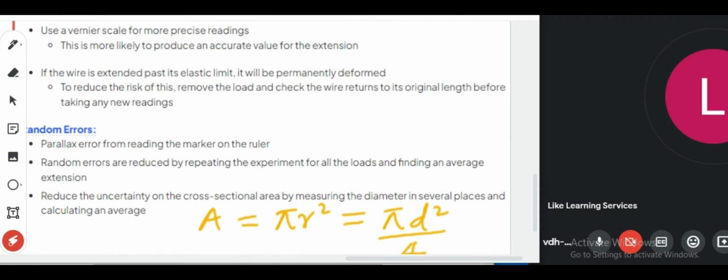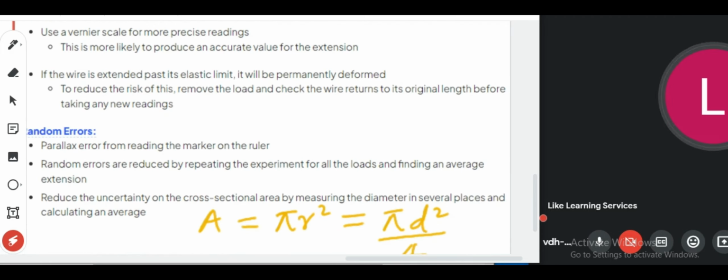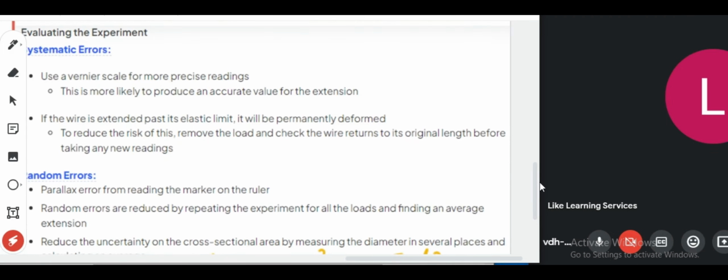We've looked at the systematic errors. To reduce it, we use a vernier caliper for more precise readings. And then we can get a more accurate value for the extension. Make sure the wire is not extended beyond its elastic limit. And to do this, to reduce the risk, you remove the load and check the wire returns to its original length before taking a new reading.